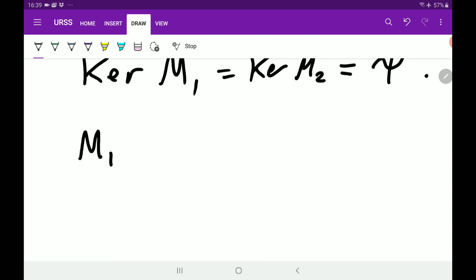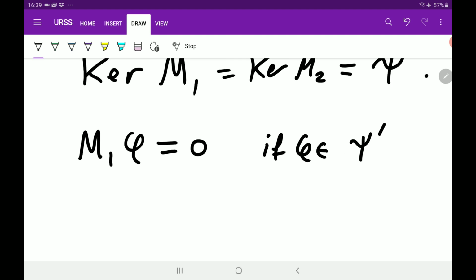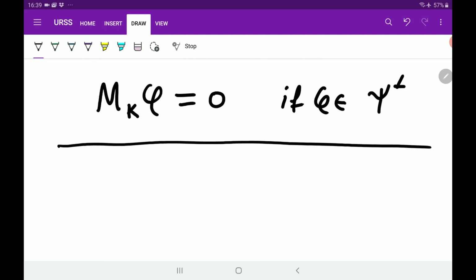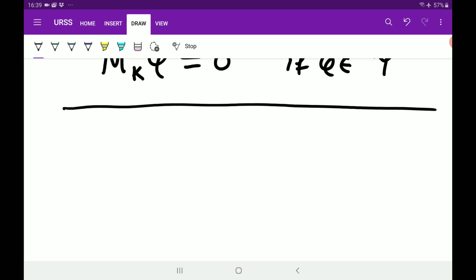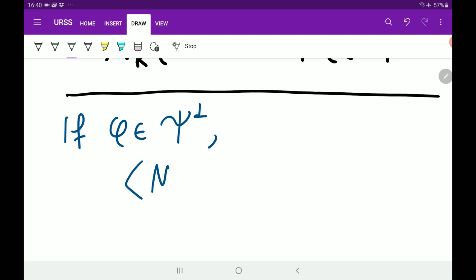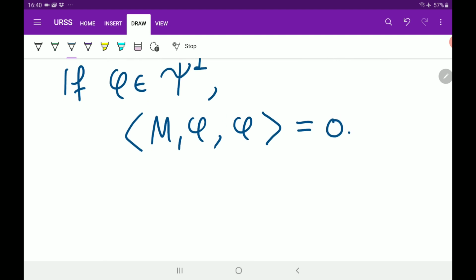In other words, we want to show that M phi is equal to 0 if phi belongs to psi complement, and the same for M2. To first prove this, we need to prove something a little bit weaker, namely that if phi is in the orthogonal complement of psi, then the inner product of M1 phi with phi is equal to 0, and the same for M2. That's the first thing we want to prove.